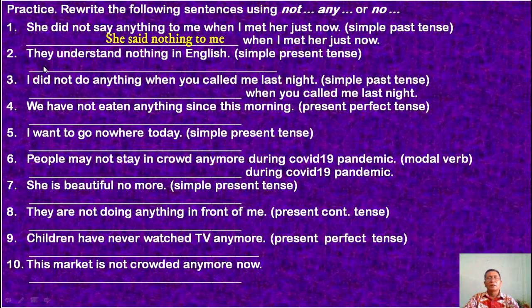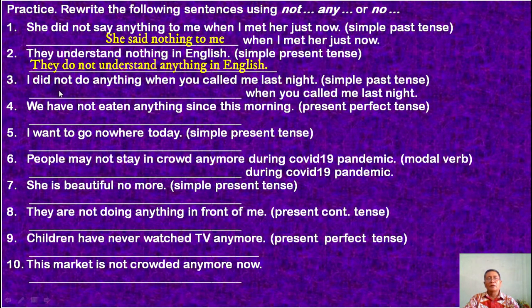Number 2. They understand nothing in English. What is another form of number 2? Simple present. It's okay. They do not understand anything in English.